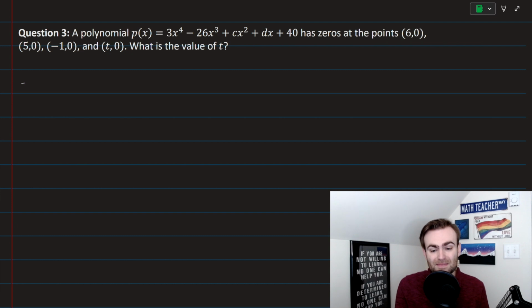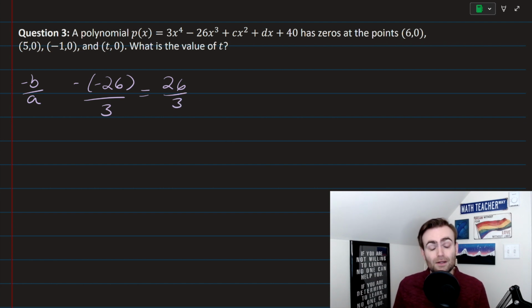a polynomial sum to -b over a. So in this case, -b over a would be -(-26) over 3, which simplifies down to 26 thirds. 26 is not divisible by 3, so we're going to leave it like that, but we are going to add all of our zeros together. So not plus, but equals: 6 plus 5 plus -1 plus t.